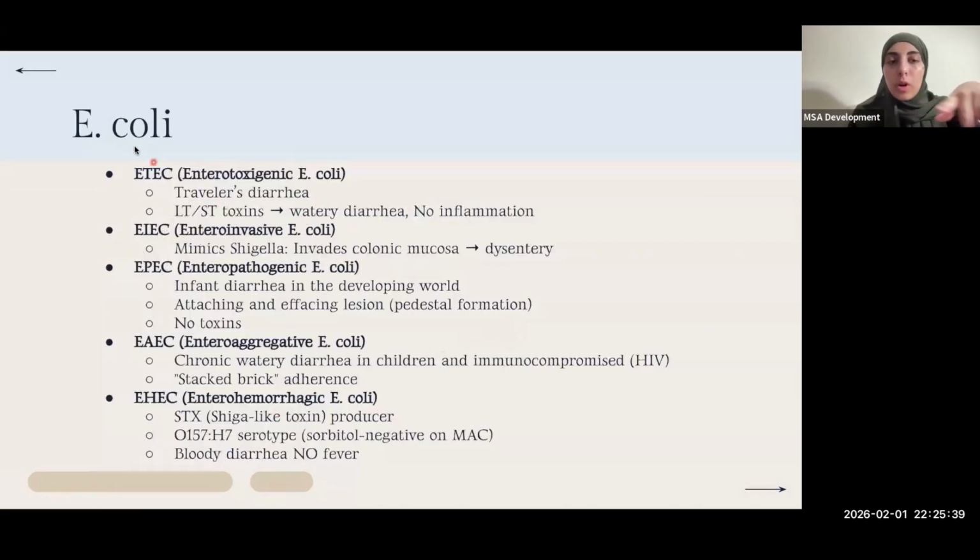This is just a quick summary of all the different types of E. coli. Remember, enterotoxigenic E. coli is because of the toxins. We have two types of toxins, labile toxin and stable toxin.